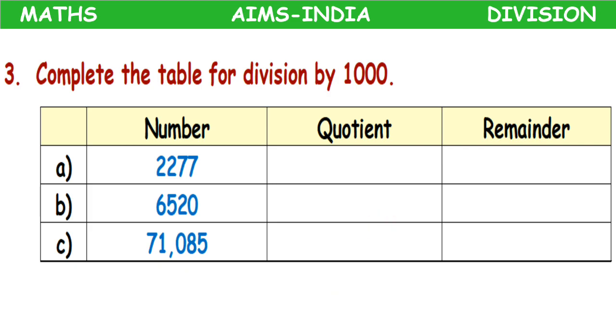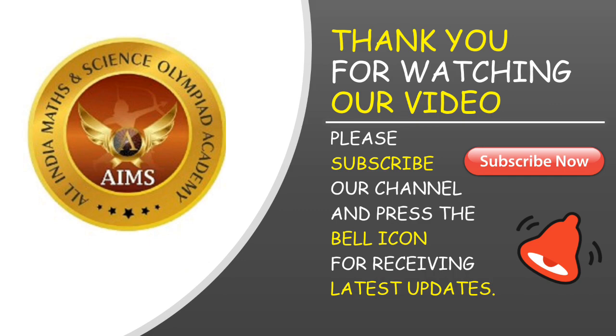Okay children, now this is what we have learned today. Multiplication of 3 and 4 digit numbers by 1 digit number, long division of 3 and 4 digit numbers by 1 digit number, and also division by 10, 100 and 1000. Yes children, with this we've come to the end of today's class. I hope today's class was clear.